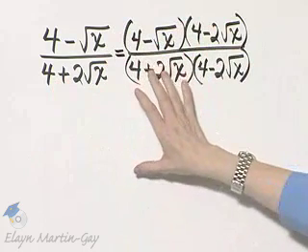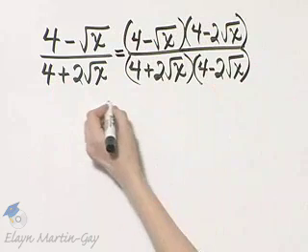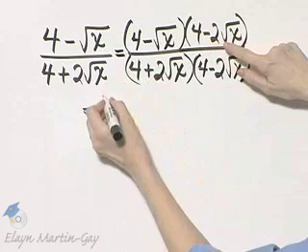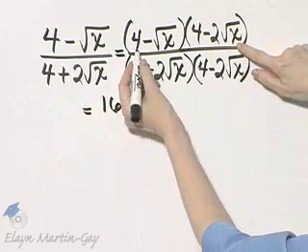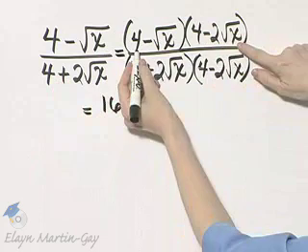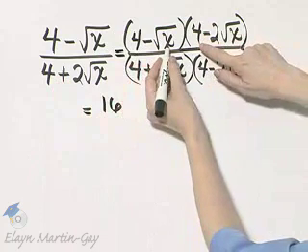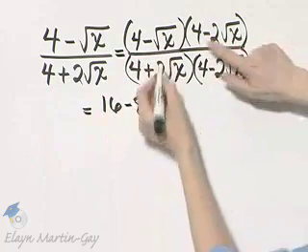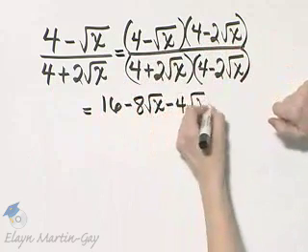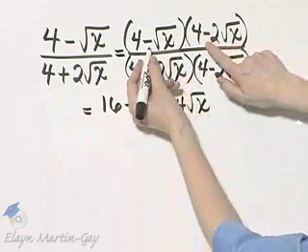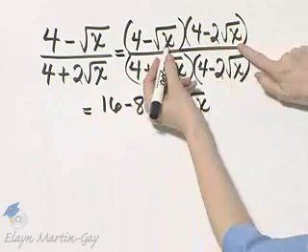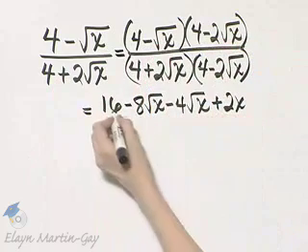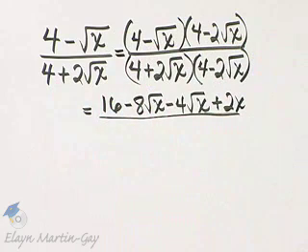We can think of this in the numerator as a binomial times a binomial, so I'll use the FOIL order of multiplying. First times first is 16. That's minus 8 square root of x minus 4 square root of x. Let me write that down for you. Minus 8 square root of x minus 4 square root of x. And then last times last, that's positive 2, and then square root of x times square root of x is x. So plus 2x.